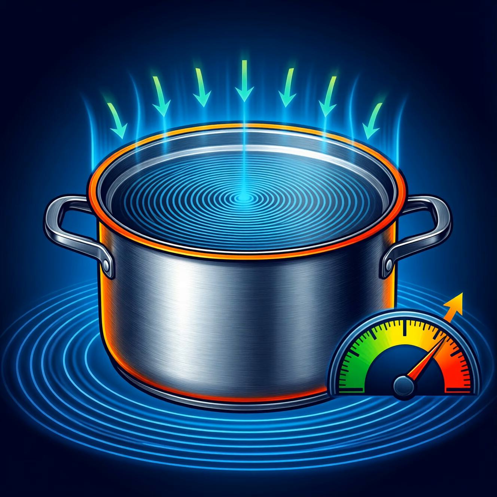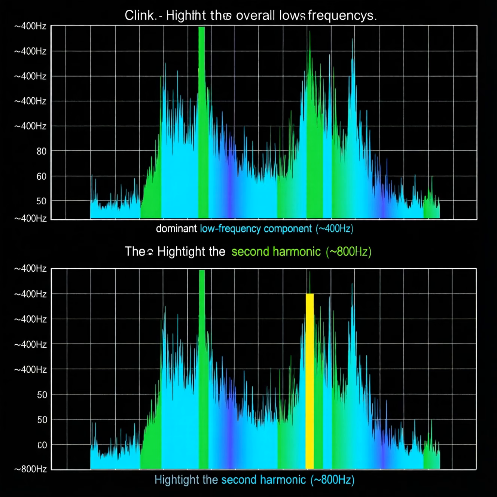When a spoon strikes the rim of a stainless steel pot, the impact generates vibrations that travel through the metal and into the air.